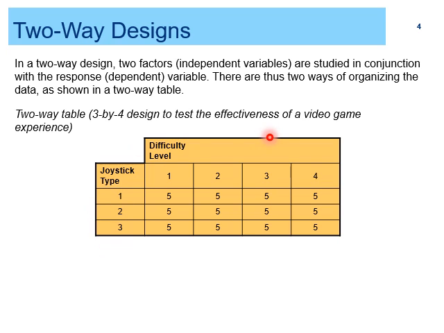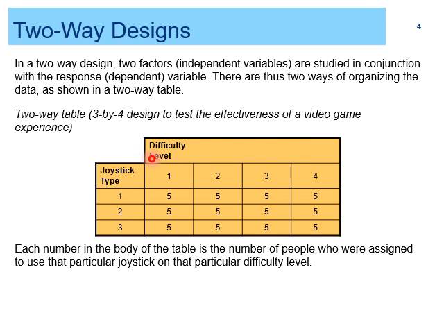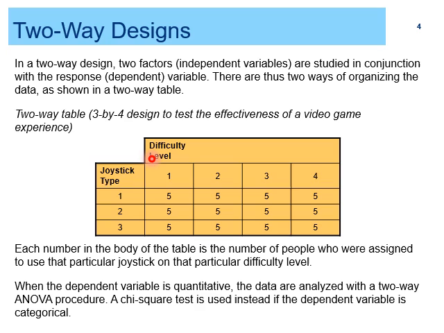So there are two factors, and each number in the body of the table is the number of people who were assigned to use that particular joystick on that particular difficulty level. When the dependent variable is quantitative, the data are analyzed with a two-way ANOVA procedure. A chi-square test is used instead if the dependent variable is categorical. So we should keep this point in mind.